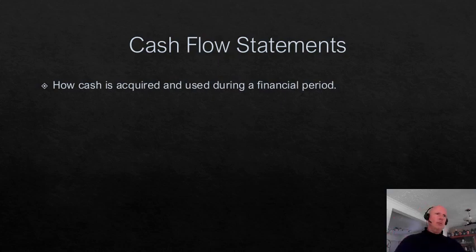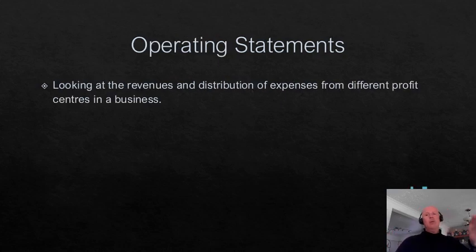So you may be thinking, oh, well, we already learned all that stuff. That's good enough. No, this is where we're going to get into cash flow statements. We're also going to look at operating statements. So let me turn on my camera again. Looking at revenues and the distribution of expenses from different profit centers in a business.